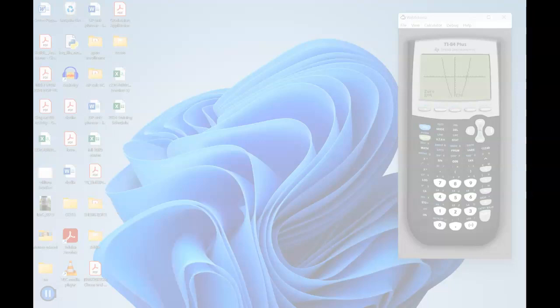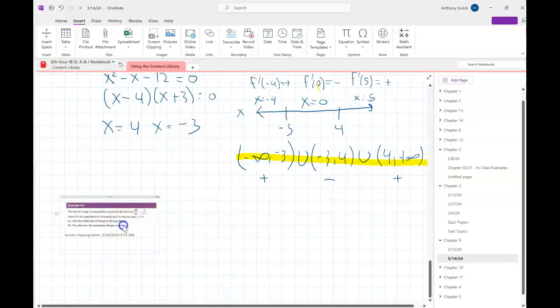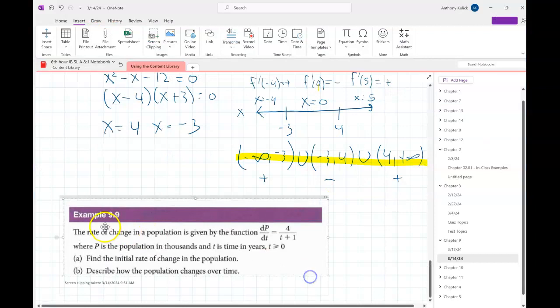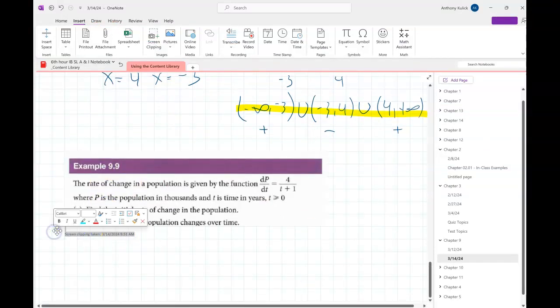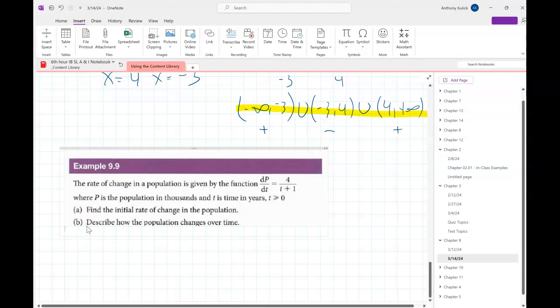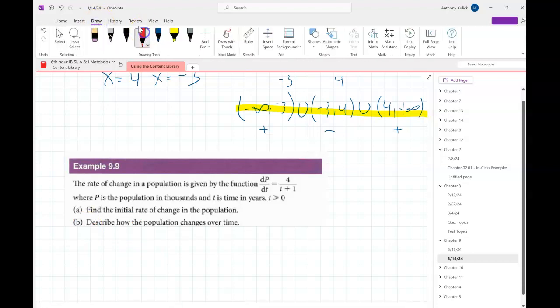All right, let's do another example. It tells me the rate of change in a population is given by the function dp dt equals 4 over t plus 1, where p is the population in thousands and t is the time in years, where time is greater than or equal to 0. Find the initial rate of change in the population.